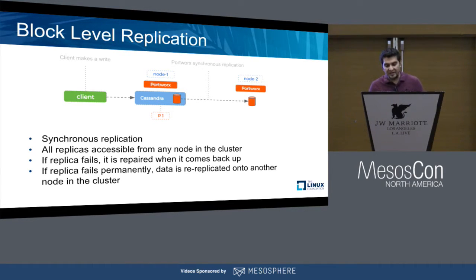So once the node comes back up, Portworx will automatically repair all the data that was missed on that node and bring it back in sync with the current state of that volume. If the node goes away permanently though, Portworx will be able to re-replicate the volume onto another node completely. And this ensures that Portworx is able to deal with any further crashes so that you always have data for your volume available.